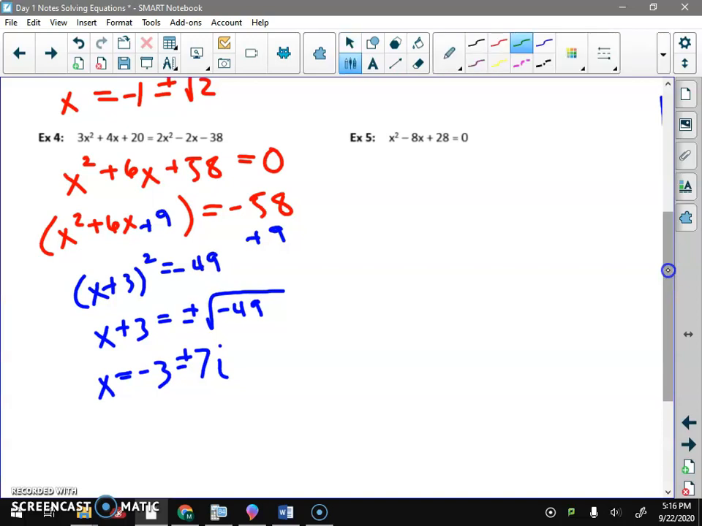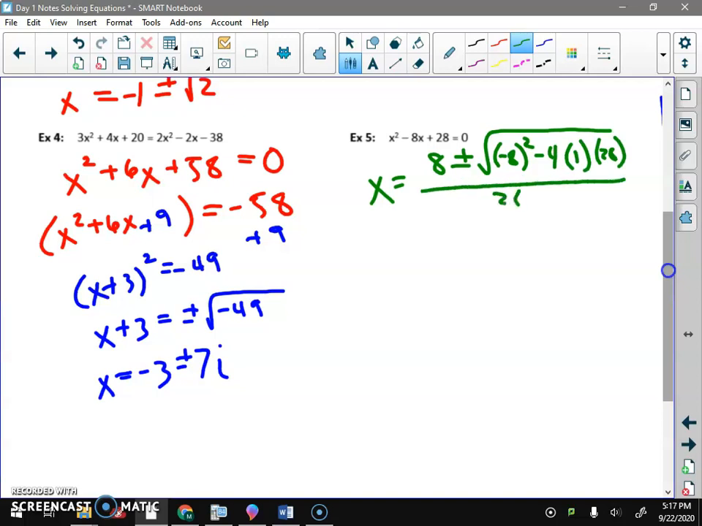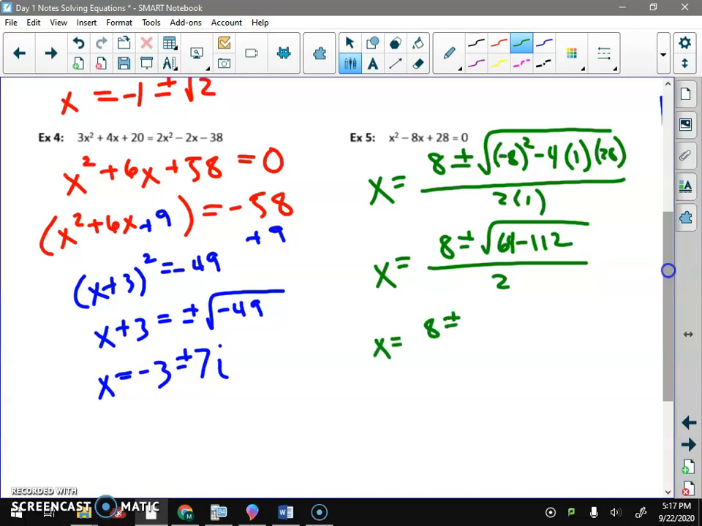X equals opposite of B plus or minus the square root of B squared minus 4AC all over 2A. And I'm going to do under the radical, and then I'm going to introduce one more thing. Negative 8 squared is 64. 4 times 28 is 112. 64 minus 112 is negative 48. I'm going to stop right there for a quick second.